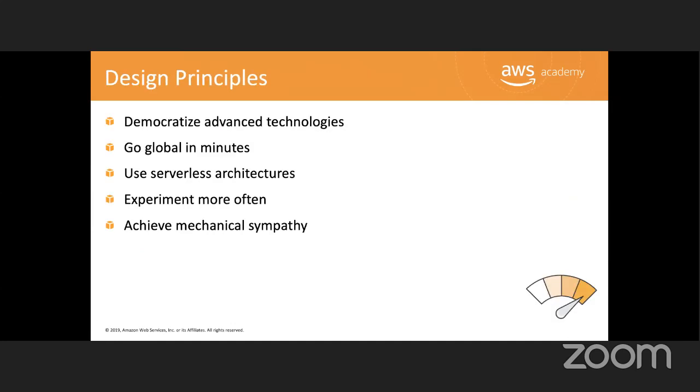So the design principles, the first thing that you have to do is democratize advanced technologies. What it means is that technologies that are difficult to implement can become easier to consume by pushing the knowledge and complexity into the cloud vendor's domain. So rather than having your IT team learn how to host and run a new technology, they can consume it as a service.